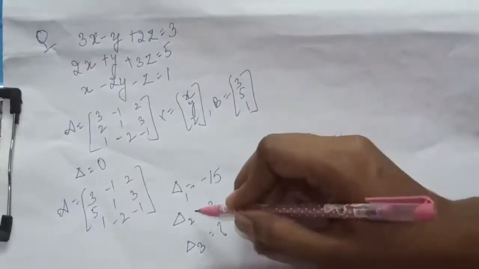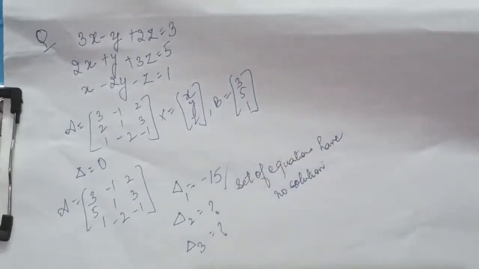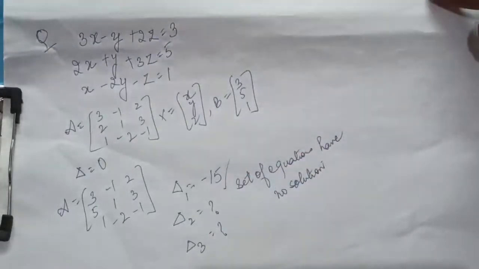Here you can find delta 2 or delta 3, or otherwise you can leave it here only, because you have found the solution. That set of equations will not have any solution. Let us see another example.